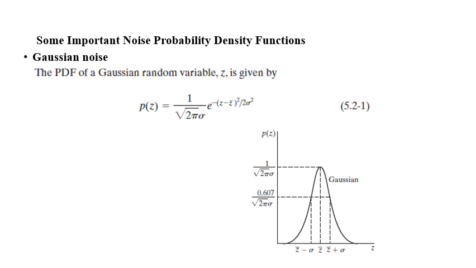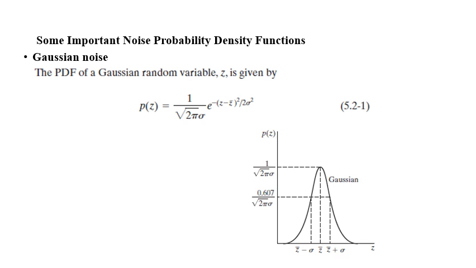You are very familiar with this: the probability density function of a Gaussian random variable z is given as p of z is equal to 1 by root 2 pi sigma into e to the power minus of z minus z bar square by 2 sigma square. Here z represents the intensity and z bar is the mean or the average value of z. Sigma is the standard deviation and sigma square is the variance. You can see a plot also is shown here.